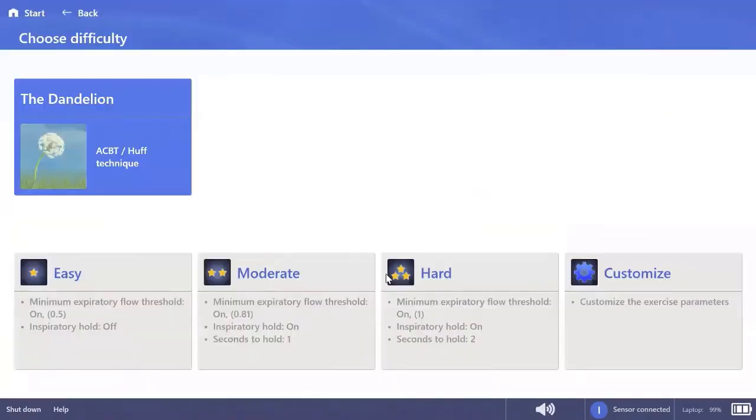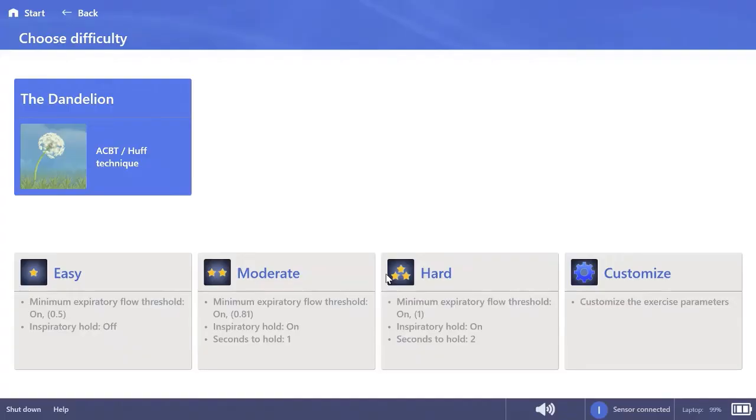Lastly, I'm going to show you our dandelion exercise. This is our active cycles of breathing therapy that is going to go through proper breathing technique, thoracic expansion, and our huff technique. Again, this can be great for helping to protect the airway, helping to expel foreign objects, phlegm, secretions from the airway with that huff technique.